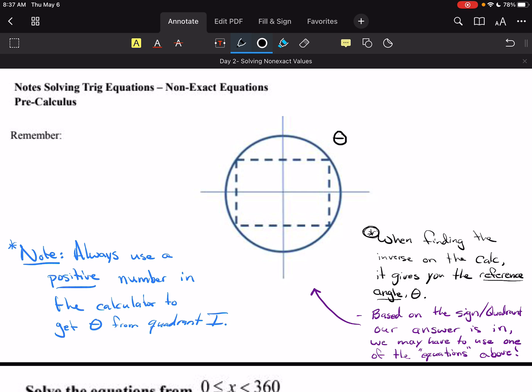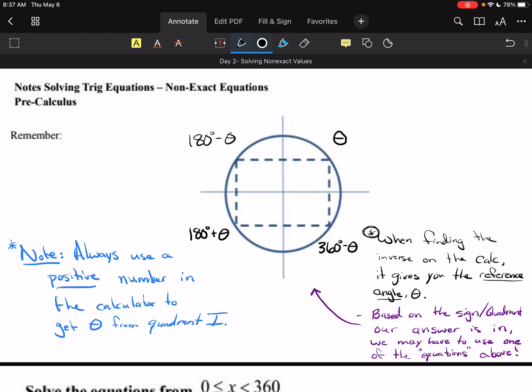So to refresh us on those, if my angle measure is in quadrant 2, that would be 180 degrees minus that reference angle I found in the calculator. Quadrant 3, 180 plus theta. And then quadrant 4 would be 360 minus theta.